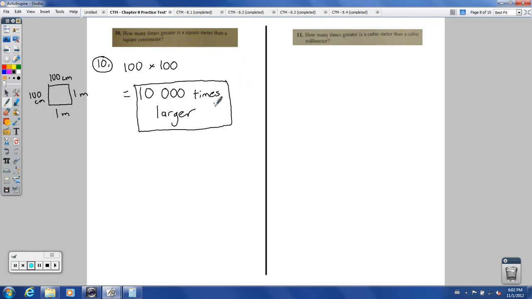Or you could say 10,000 times greater. I said larger. Same difference. So now a cubic meter, then a cubic millimeter.